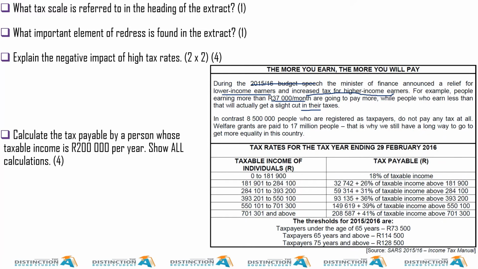In contrast, 8.5 million people who are registered as taxpayers do not pay any tax at all. Welfare grants are paid to 17 million people. That's a lot. That is why we still have a long way to go to get more equality in this country. Tax rates for the tax year ending 29 February 2019.